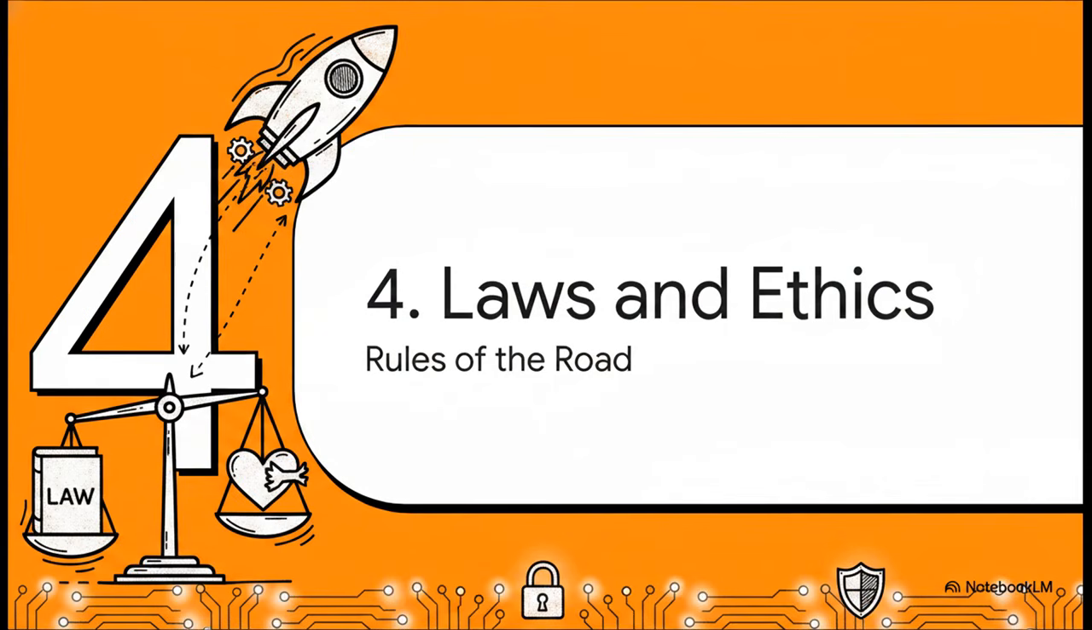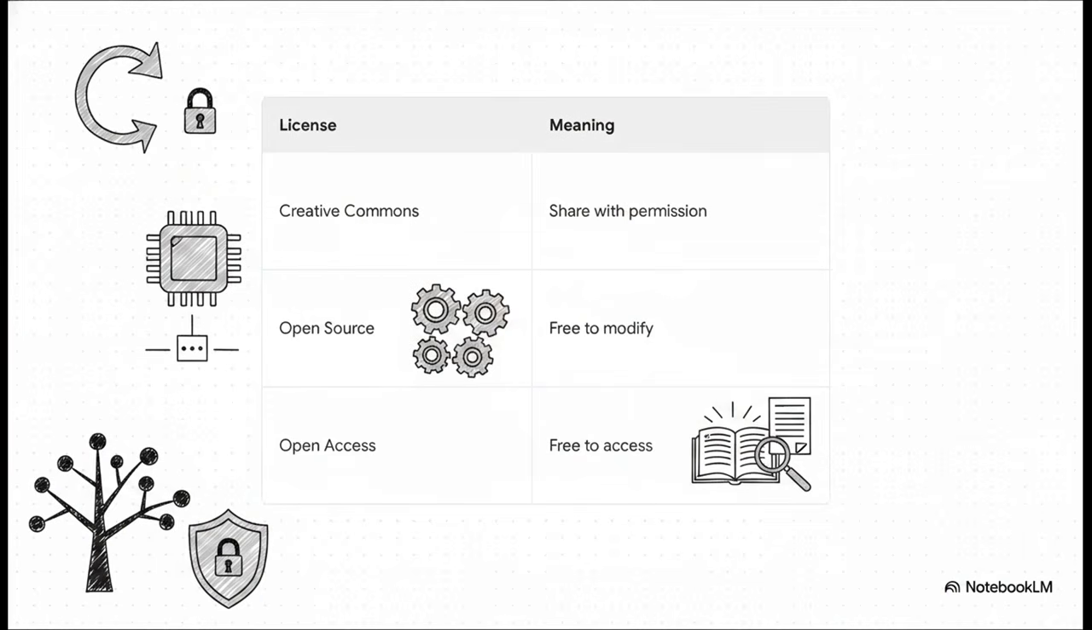Which leads us perfectly into Section 4, laws and ethics, the rules of the digital road. Technology moves at lightning speed, but it still has to follow some standards. Knowing your intellectual property is an absolute lifesaver. You have got to know the difference between Creative Commons, open source, and open access.